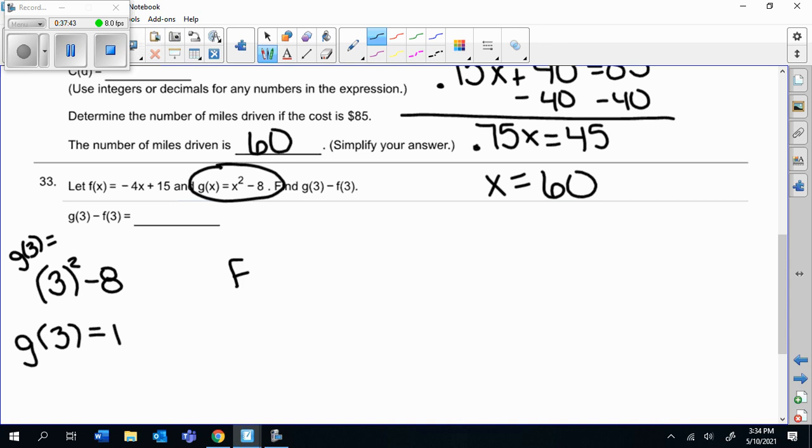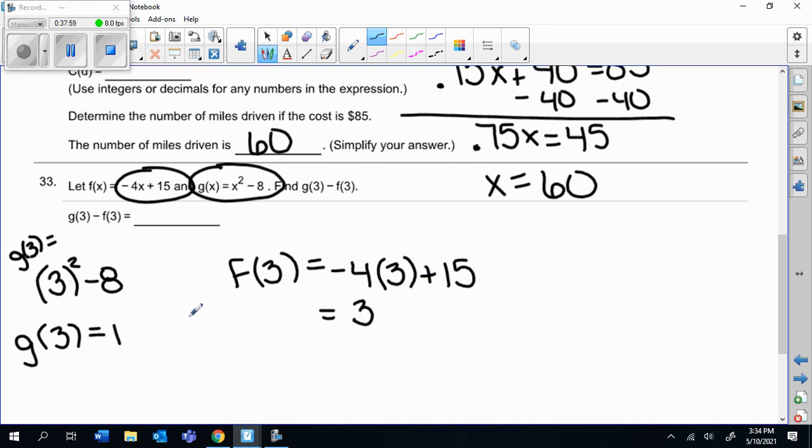And then I'm going to find f of 3. So I'm going to look at this and plug in 3 for x. -4 times 3 is -12, plus 15 is going to be 3. And then it says subtract them. So 1 take away 3 is -2. And I think that's it.